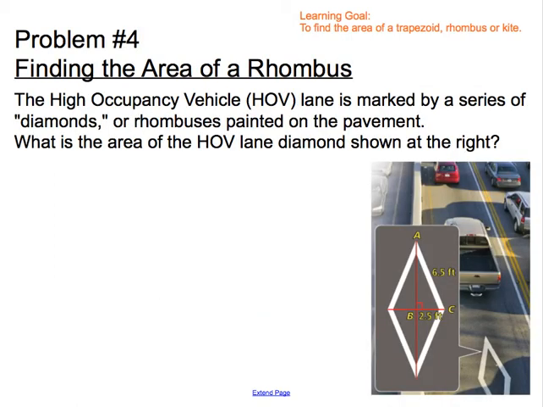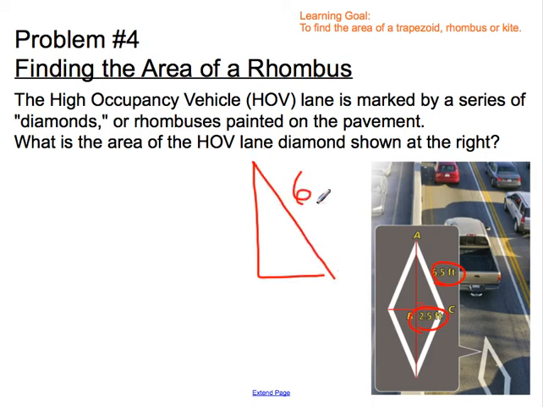And so we have our final problem of the day. The high occupancy vehicle lane is marked by a series of diamonds or rhombuses painted on the pavement. What is the area of the HOV lane diamond shown at the right? Again, we need to know the lengths of the diagonals. But here we have a small problem, because what they've given us is the length of the hypotenuse and the length of one of the legs. So we need to use those two pieces of information to find the length of the other leg of this triangle, triangle ABC. So let's go ahead and draw a picture of ABC.